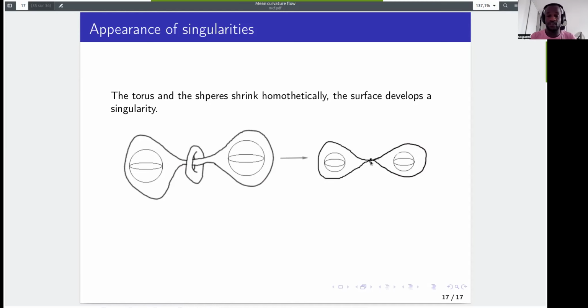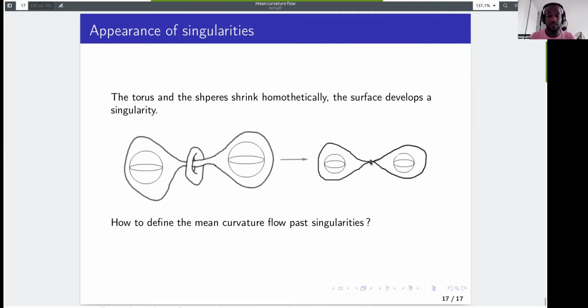So this leads us to the next question: how to define mean curvature flow past singularities. We saw that sometimes we encounter singularities, and actually most of the time we encounter singularities. How can we define the mean curvature flow past these singularities? Okay, I finished my first part of the talk.